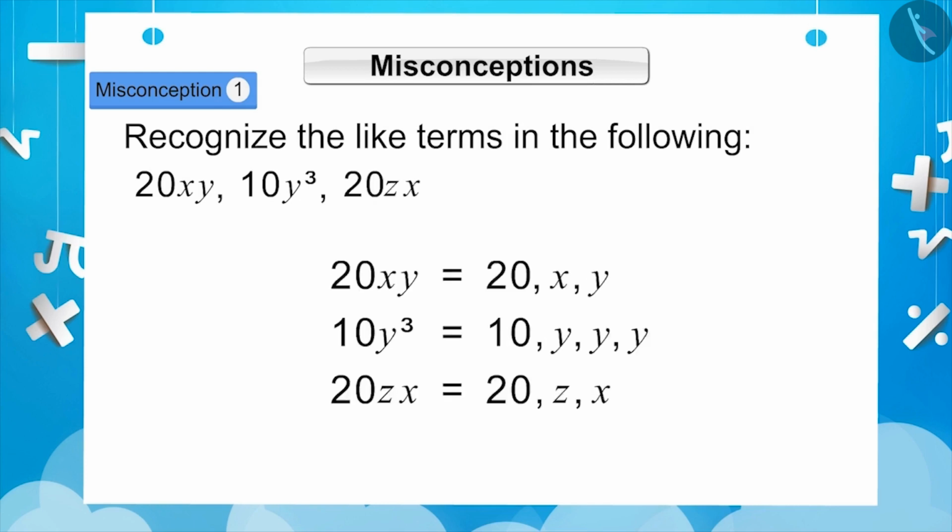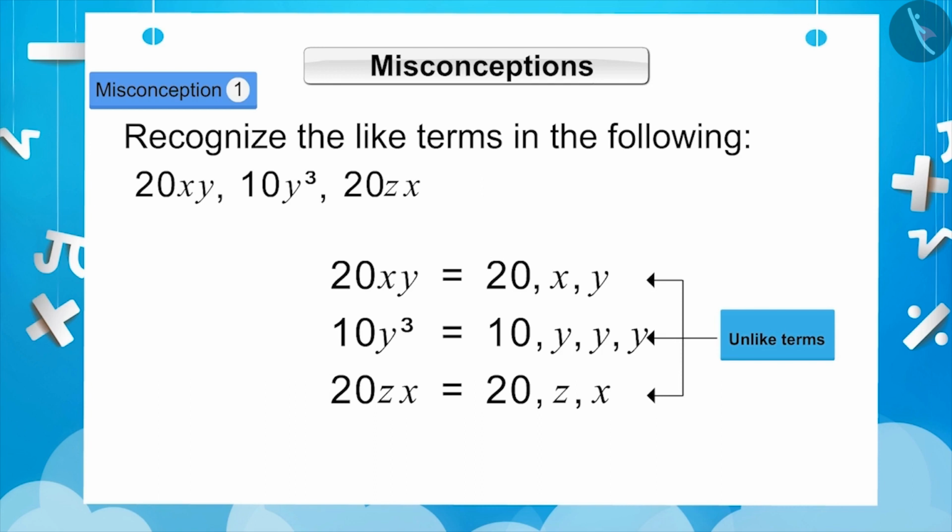At times, we make the mistake of assuming that if the coefficient of two terms is same, then those terms will be similar. But this is not correct. It is a misconception. The terms whose variables are equal, and not their coefficients, are called like terms. In the given terms, the coefficient of 20xy and 20zx is same, but their variables are different. So, they are unlike terms. Now, if you look at them carefully, you will realize that the variables of the three terms are different. So, they all are unlike terms.